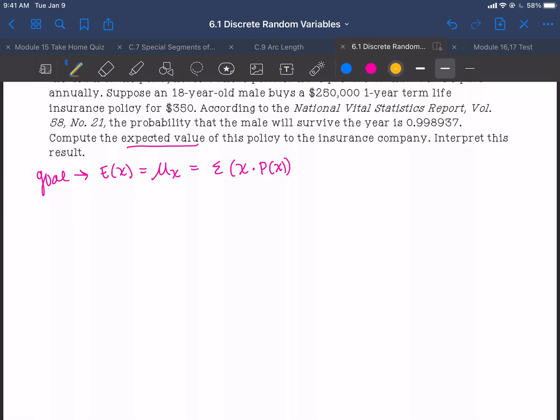I guess let me set up the table. We got two possible outcomes. That would be that the male survives or that there is death. Okay, so our two outcomes: survives or death.